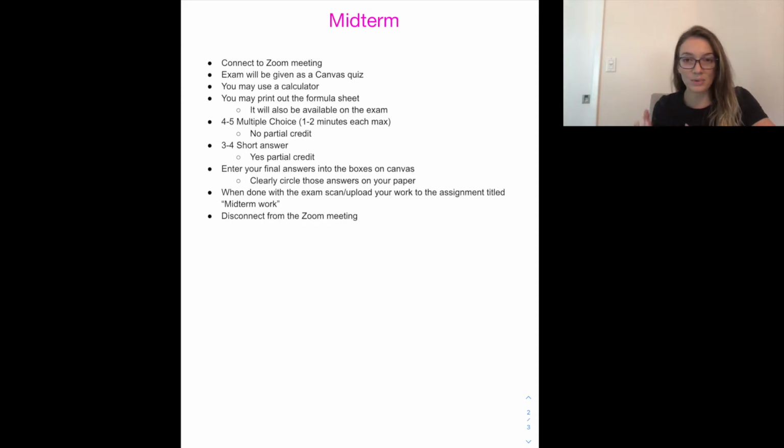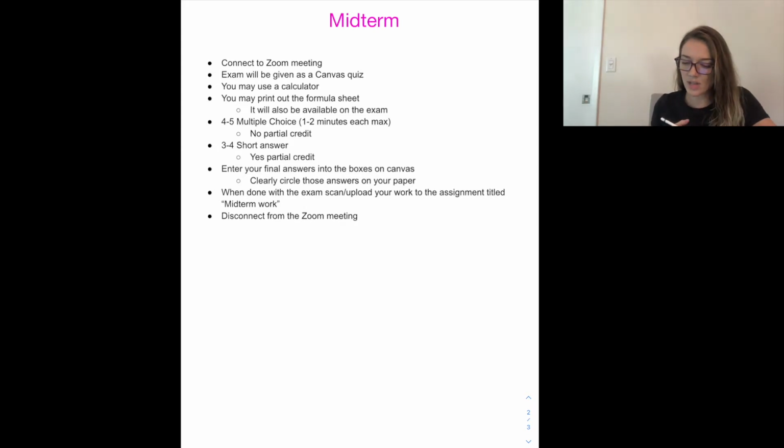So as for the proctoring, you'll sign on to the Zoom meeting. The exam will be in the form of a Canvas quiz, just like the practice midterm is, similar in format, everything like that. So you'll sign on, you'll see the Canvas quiz. The Canvas quiz will open at 9 a.m. You can have a calculator with you, and you can print out the formula sheet if you want, or the formula sheet will also be available on the quiz itself. If you look at the practice exam, the first thing that you see is the formula sheet on the top of the exam. So it will be available to you if you don't have a printer or anything like that.